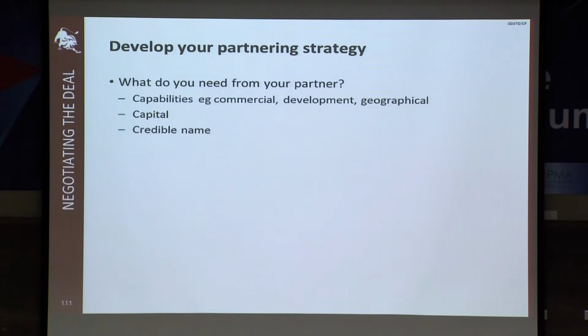So when you think about your partnering strategy, you first of all need to think about what you need from your partner. We talked about this a little bit at the beginning, but when you are looking for, say, a licensing partner or a scientific collaboration partner, you need to think about what capabilities you need. It might be capital, it might be just a name, a brand name.